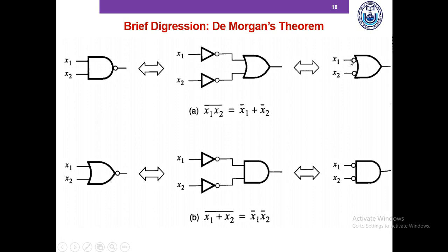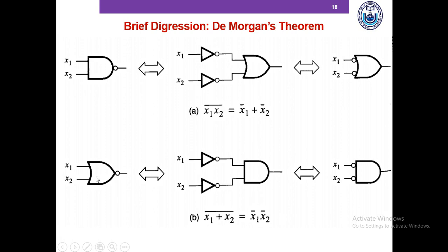An OR gate with two complemented inputs can be replaced by a NAND gate, and vice versa. So this is the other De Morgan's theorem, the dual one. So the expression in B is the dual of expression A, and vice versa.